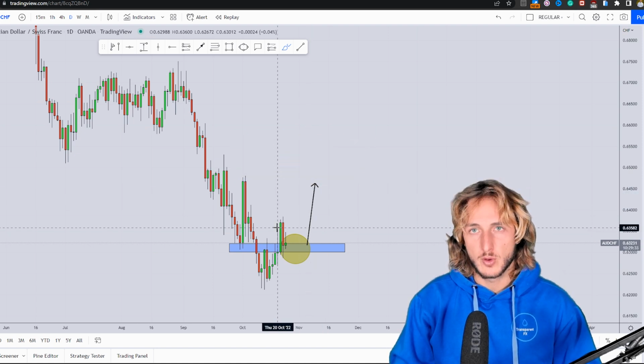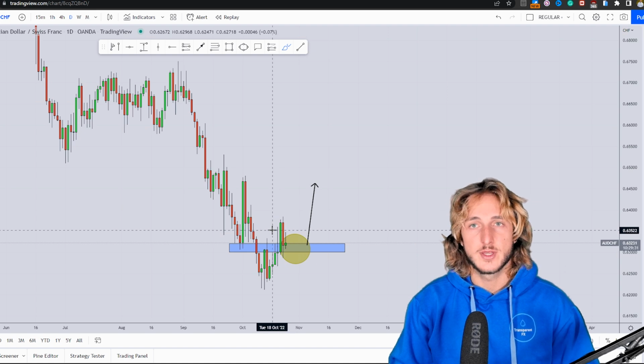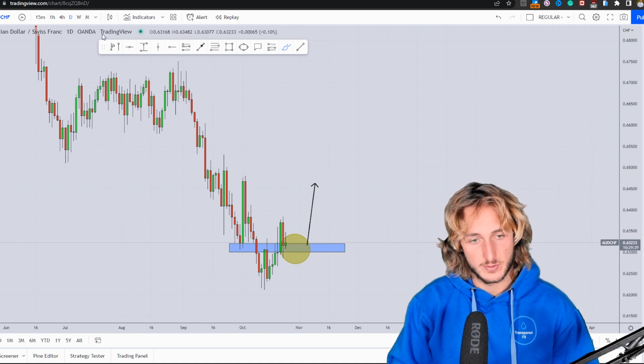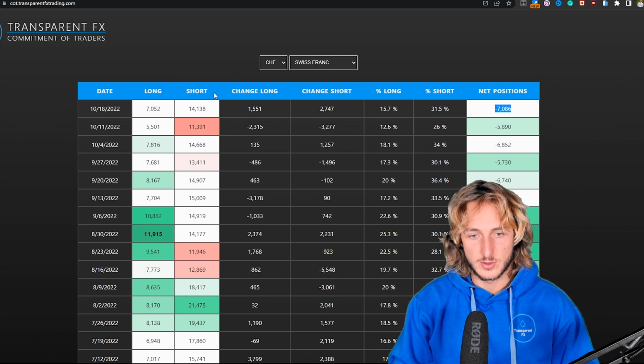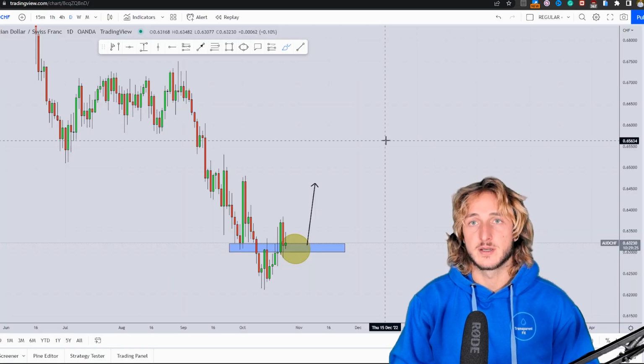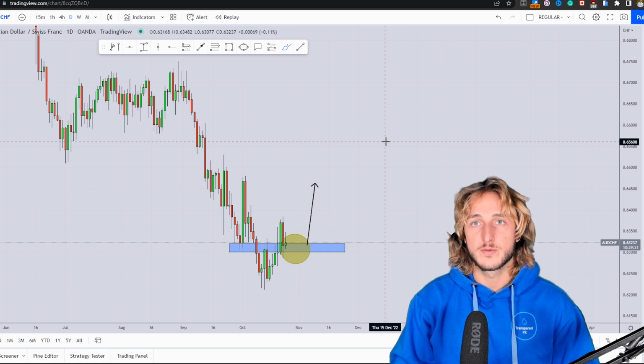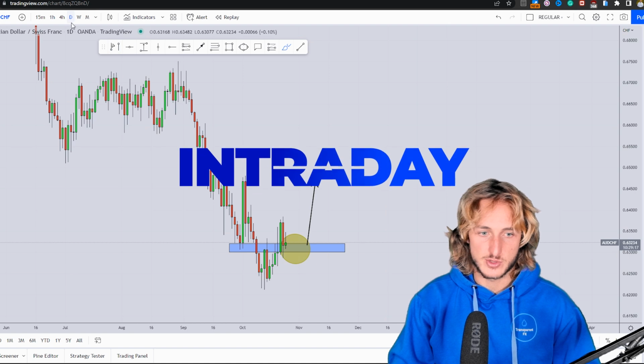So how could we be approaching this move? Now, as usual, trading is reactive and not predictive. The monthly, weekly, and daily combined with the COT data, those are the best time frames from a directional perspective. However, when it comes to confirmations and entries, the best time frames are the intraday time frames, so 4 hour and lower.